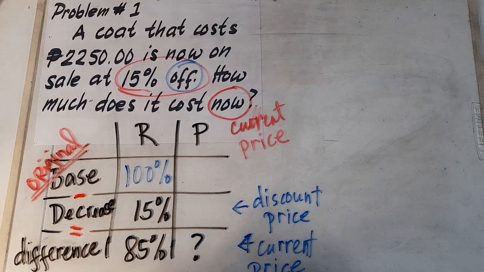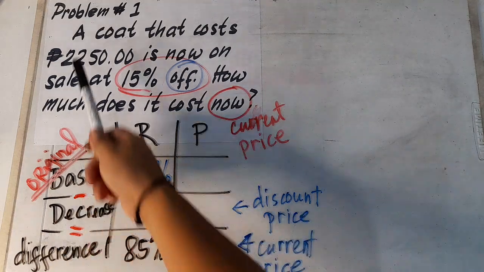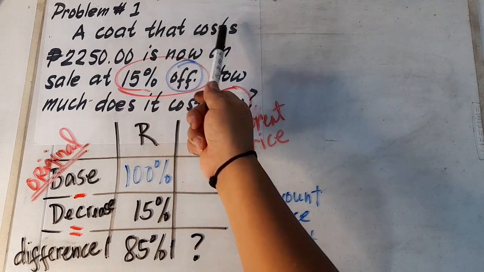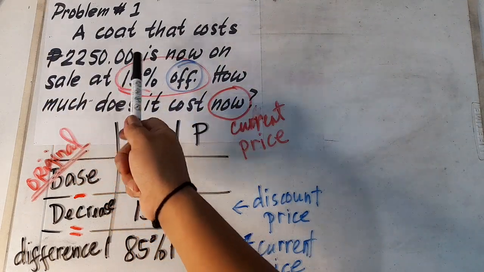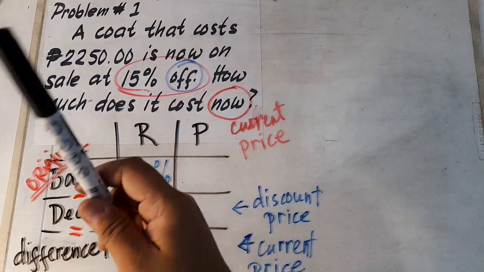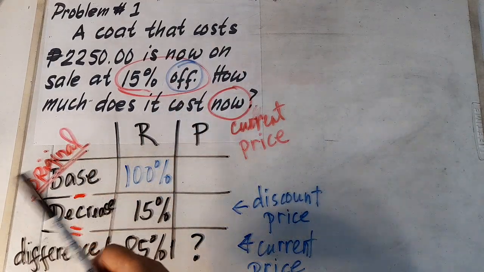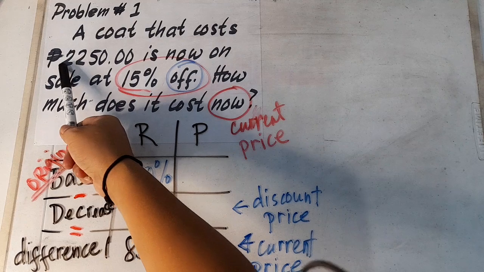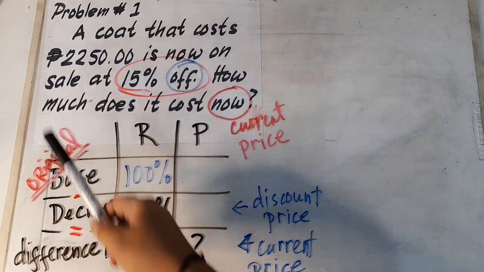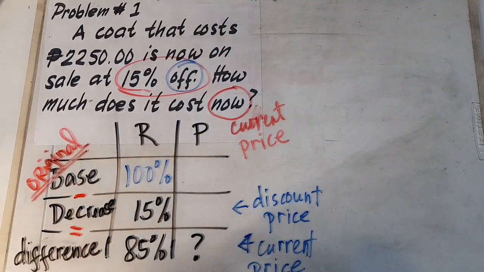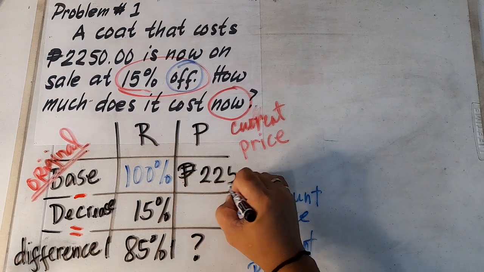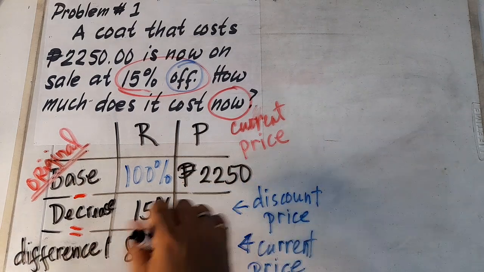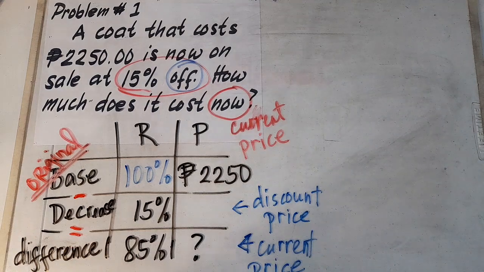So, nasaan yung 2,250? Balik tayo doon. A coat that costs 2,250 pesos is now on sale. So, most probably, hindi most probably, obviously, 2,250 pesos is the original price. Okay? So, 2,250.